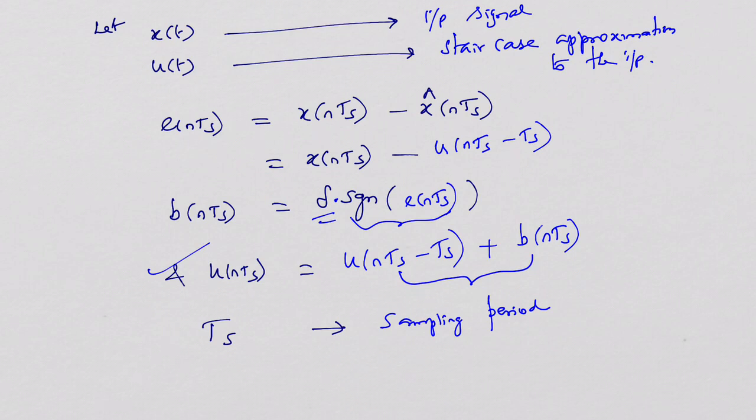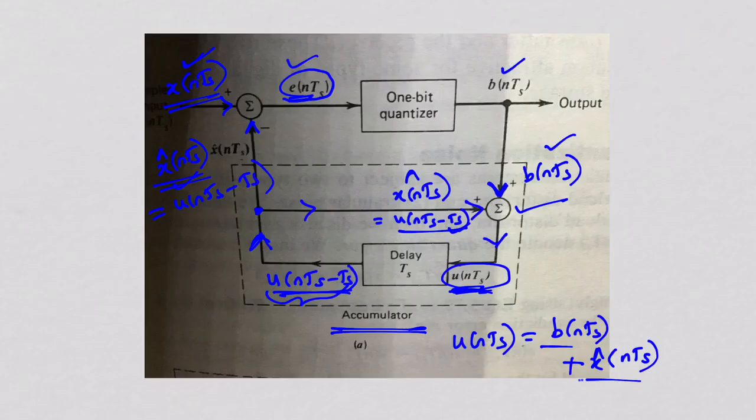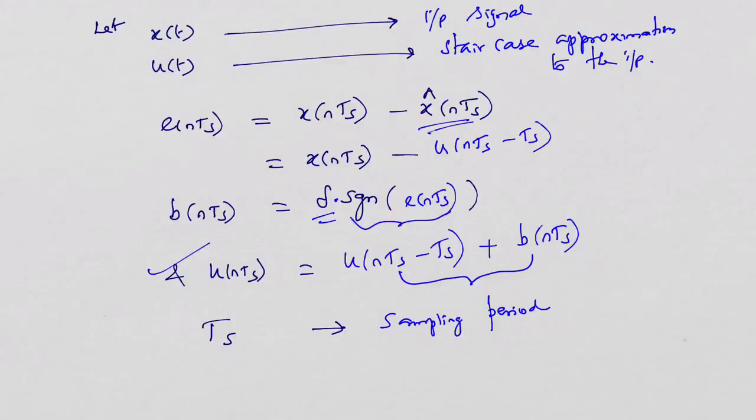What is e of nTs? e of nTs is x of nTs minus x cap of nTs, where x cap of nTs, from the diagram, is easily understood: x cap of nTs is equal to u of nTs minus Ts. You can notice it. That's what we have done, a simple replacement. And b of nTs is delta multiplied by sgn of e of nTs. So u of nTs will be equal to u of nTs minus Ts plus b of nTs, right?